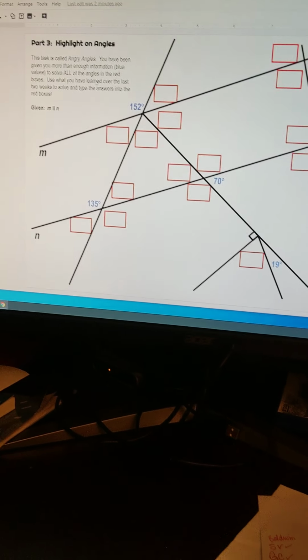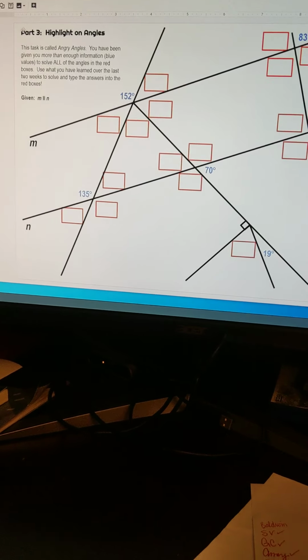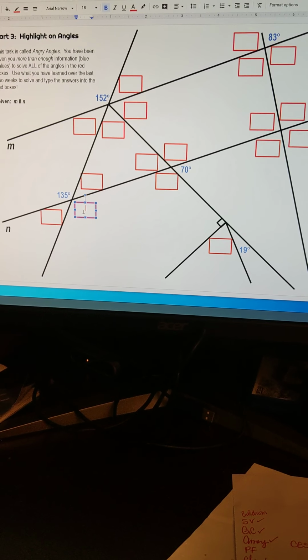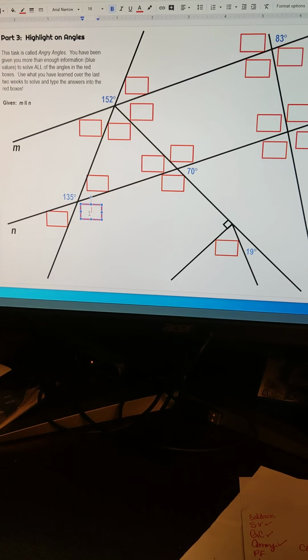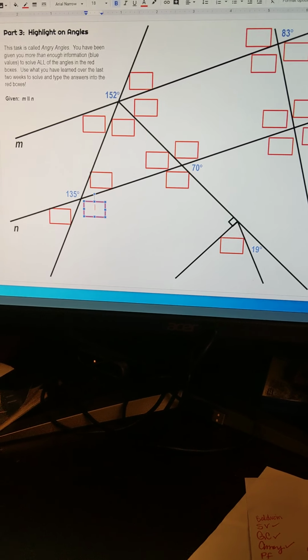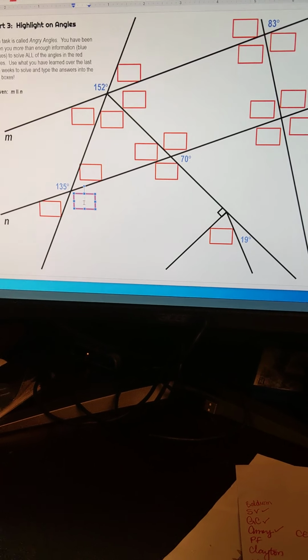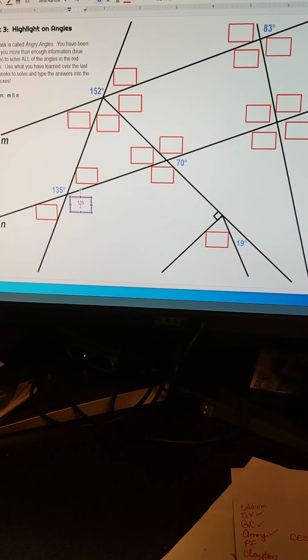What we're going to use first are these little blue numbers. You have actually been given more numbers than you even need to solve all of this stuff, but these blue numbers are going to help you. So if this is 135 degrees, there's a couple of things we know. First of all, this and this are vertical angles to each other. They are across from each other, and therefore, kind of like the way scissors open, they have the exact same value.